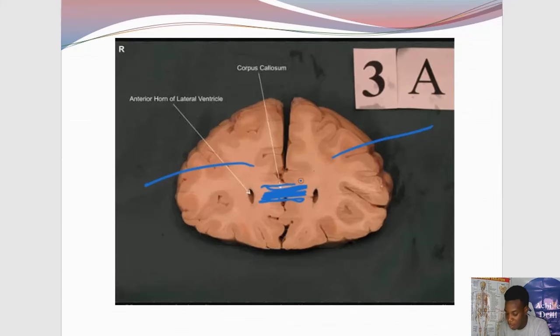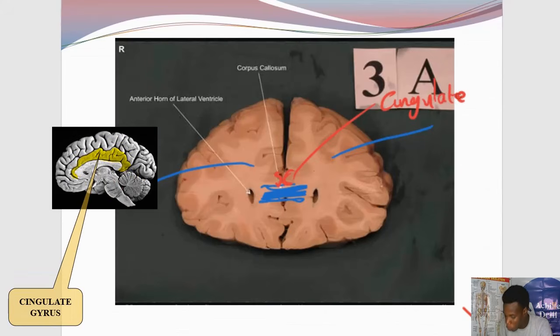And residing just above it is one gyrus. Can you remind me what that gyrus is? We talked about it in our lecture on some common questions from the mid-sagittal view of the brain. What gyrus is that? Of course, that's the cingulate gyrus. The cingulate gyrus resides just above the corpus callosum, and trust me, that gyrus can be pinned in your steeplechase.